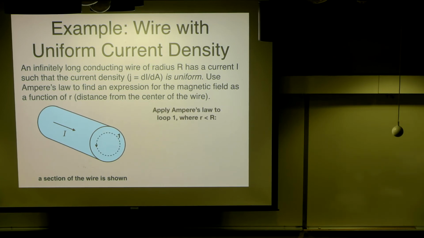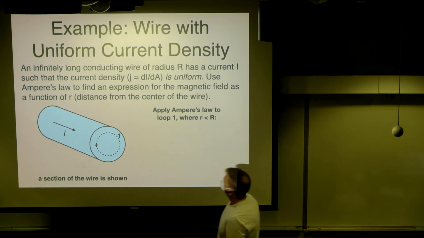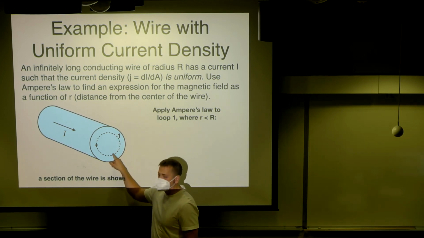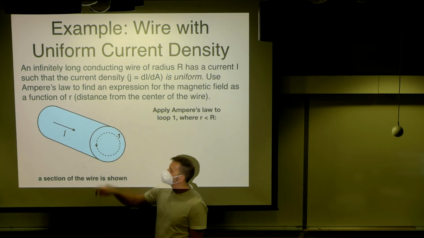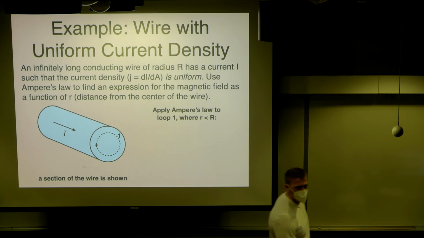So first, let's apply Ampere's law to loop number 1, where the radius of this loop, lowercase r, is smaller than the radius of our wire, which is uppercase R. So we're inside the wire, in other words. That's loop number 1. Let's work it out on paper, what the B field is.